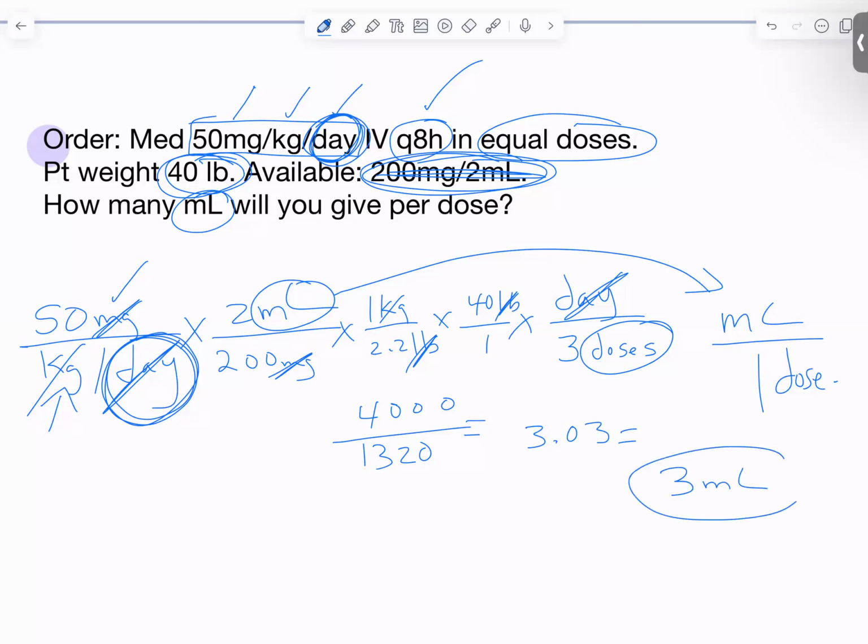Why is it 3 milliliters and not 3.0? Because you're supposed to go to the tenths, and this doesn't round up. Why do we never write it as 3.0? So that we don't confuse it as 30. That's exactly right. There's a rule with trailing zeros. We never do it so we don't accidentally give 30, because that's a lethal dose. So the answer is 3 milliliters.